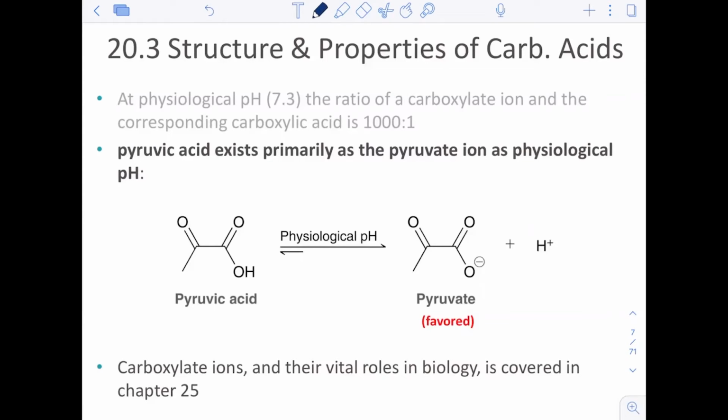Carboxylate ions and their role in biology is covered in chapter 5, which we will not be working with, but it's just nice to know that we do have our own carboxylic acids in our body, and they have buffering capabilities because they are weak acids and can exist as a weak acid with its conjugate in solution. Another good example is the blood buffer that we have, right? Carbonic acid with bicarbonate.